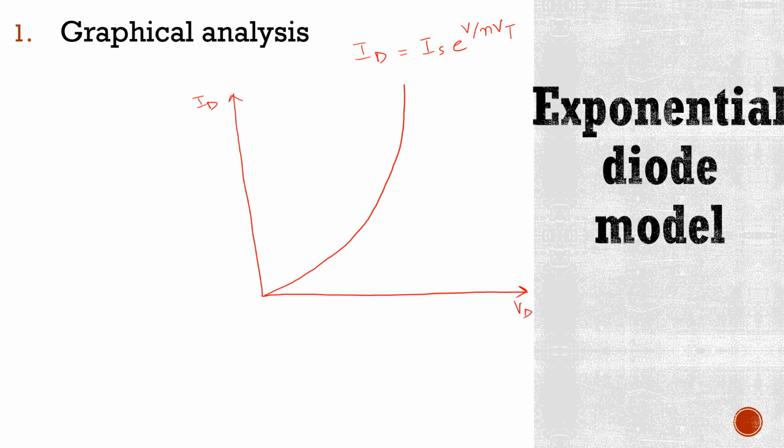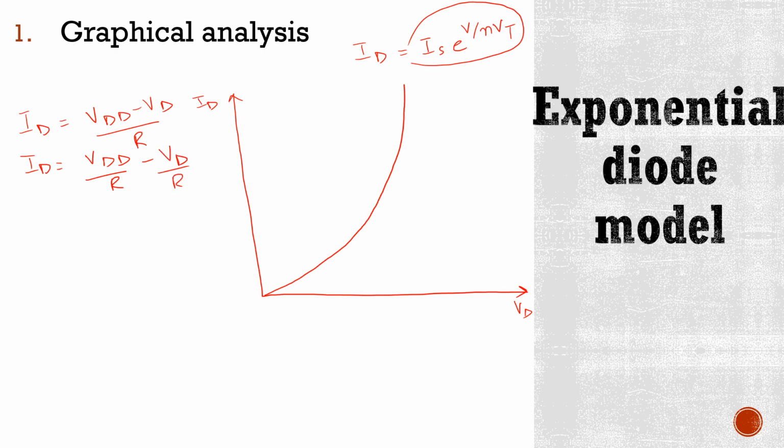Here this curve is representing this exponential diode equation. Now we know that the second equation of diode current is ID is equal to VDD minus VD upon R. If we break this equation, we get ID is equal to VDD divided by R minus VD divided by R, or we can rearrange this equation like minus VD divided by R plus VDD divided by R.